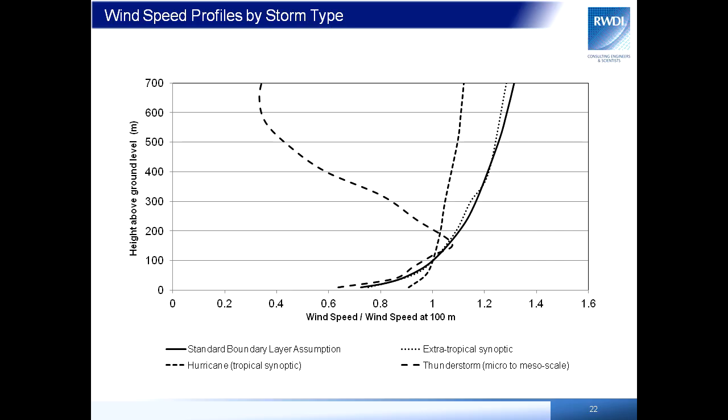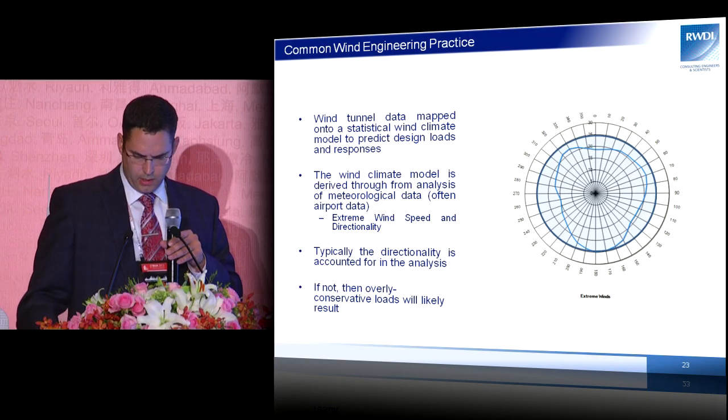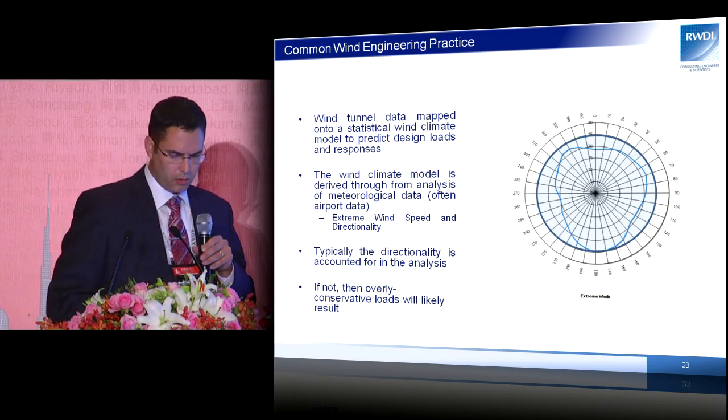But if we look at the different profiles associated with those, these are sort of notional profiles, and we have our existing model, which is a standard boundary layer assumption. If we look at an extratropical synoptic storm from an actual set of work that we've done, it matches that quite well. Looking at hurricanes, again, a little bit flatter. But the interesting one is where we get into thunderstorms, where we have that sort of low-level jet.